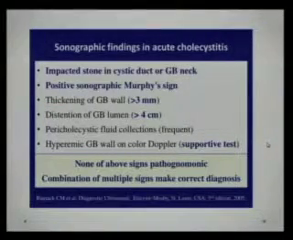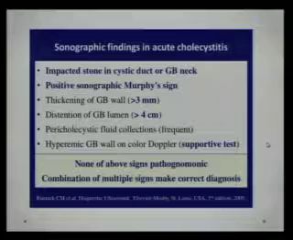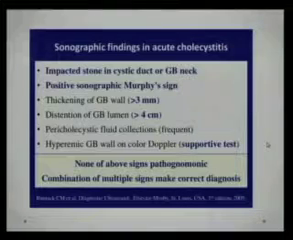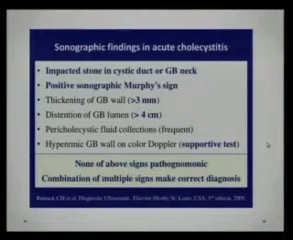Pericholecystic fluid collections and hyperemic gallbladder wall. None of the signs alone are pathognomonic. However, a stone with a Murphy sign is pathognomonic, a stone with distension of the gallbladder lumen to 4 centimeters is pathognomonic, so on and so forth.